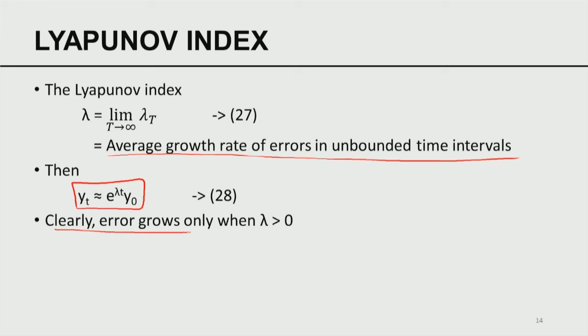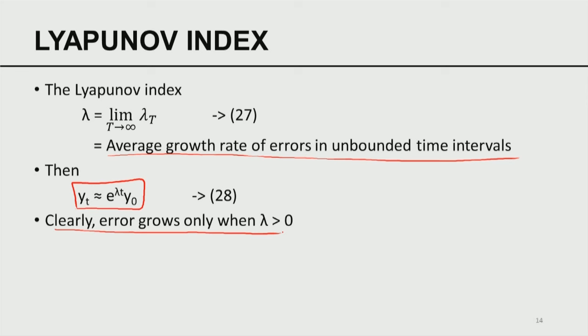Clearly, the error grows when lambda is greater than 0. So what does it mean? One can analyze the quality of prediction by analyzing lambda. If lambda is greater than 0, what does it mean? Average rate of growth is greater than 0. If the average rate of growth is greater than 0, error grows. So in systems where lambda is greater than 0, there is an inherent predictability limit. In systems where lambda is less than 0, there is no predictability limit. I can predict for the whole future. So that is the import of this analysis.